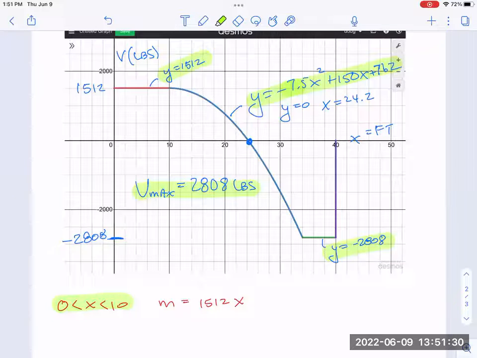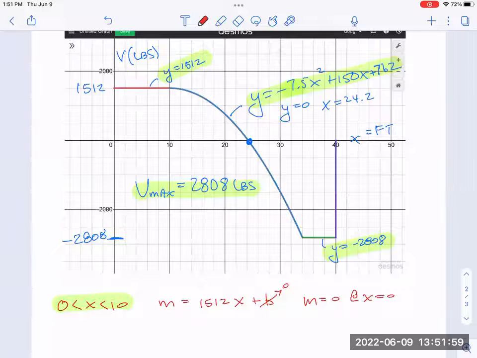We're just finding the integral of each one of our equations. That's exactly right. So remember, when you take the integral, there's a plus b, but the moment is 0 at x equals 0. Therefore, the b is 0. There we go.